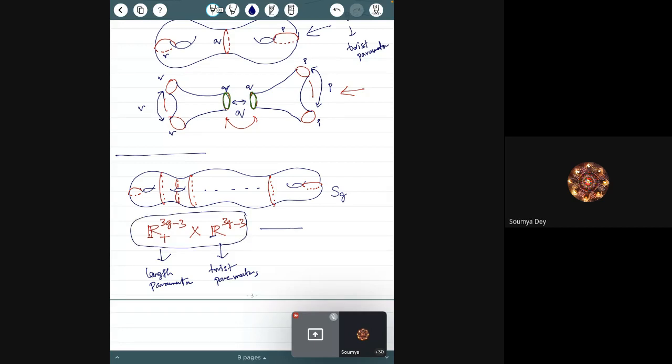And for each of these choices of length parameters and twist parameters, suppose such a 6g minus 6 tuple is given to you; 3g minus 3 plus 3g minus 3 is 6g minus 6. This will give you an element of your Teichmuller space, right? This will give you a hyperbolic structure. This will fix a hyperbolic structure. So there is a map. And in fact, it can be shown that it is bijective and a homeomorphism.